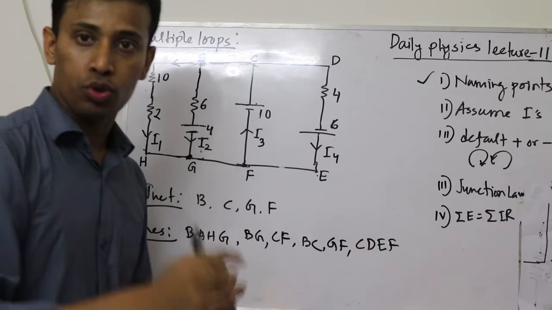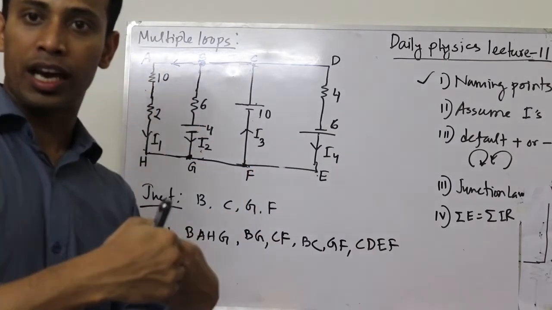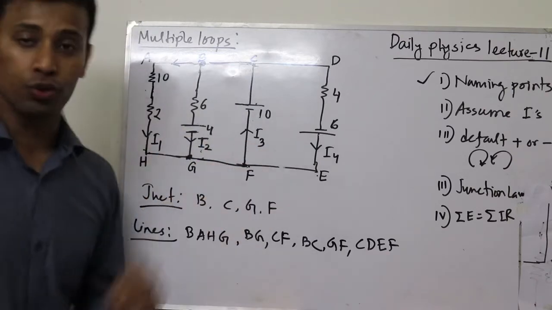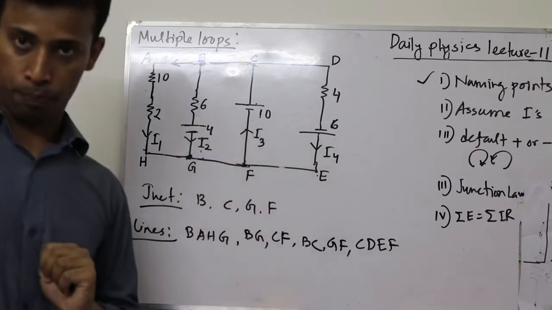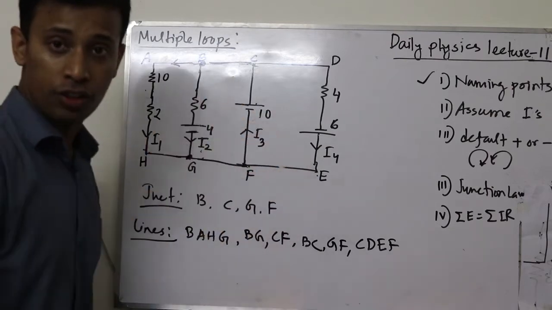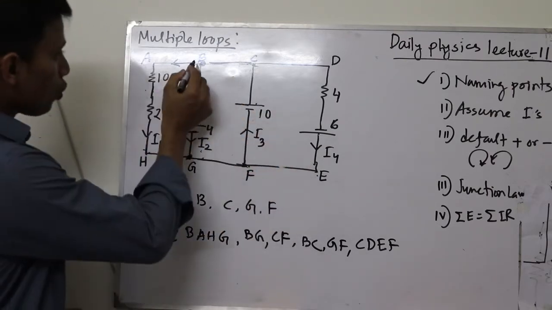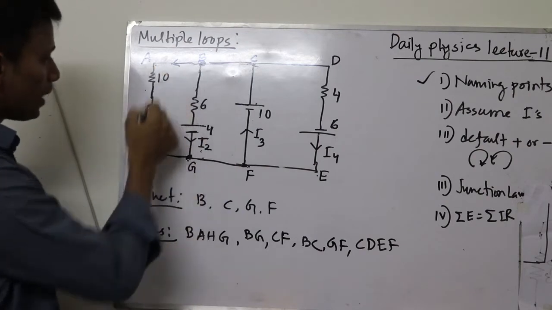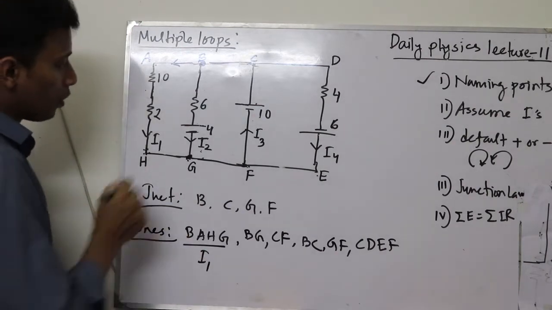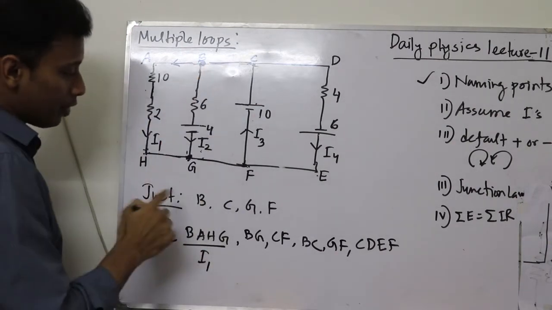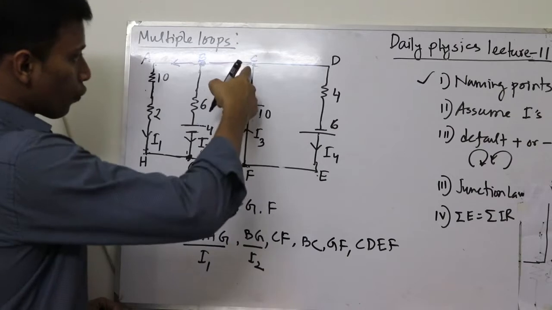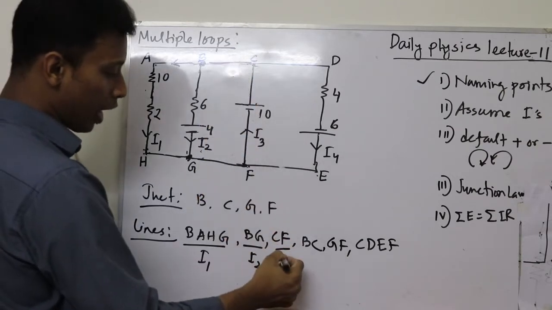Assume the current flows. We have to assume the current flow and get the actual current flow at the end of the solution. But now they have already given us the current flows. This is already mentioned in this step. Let's see how many current flows are given: I1, I2, I3, I4. 4 current flows are given, but we have 6 lines. Through B, A, S, G, the left side, they have given us the current flow I1. Through B to G, they have given the current flow I2. From C to F, they have given us the current flow I3.